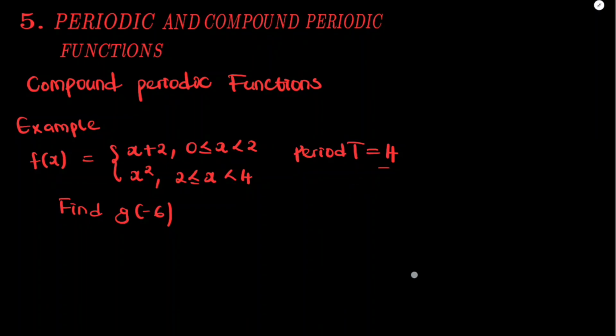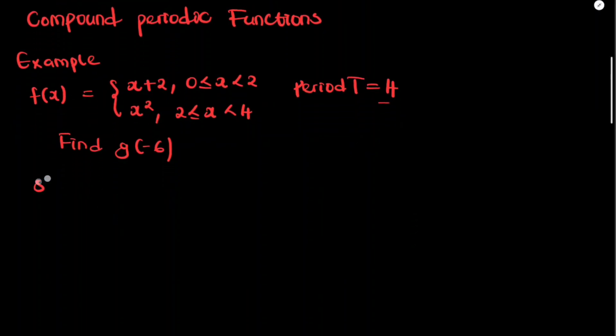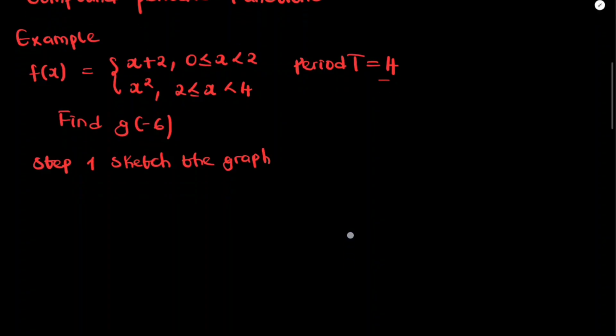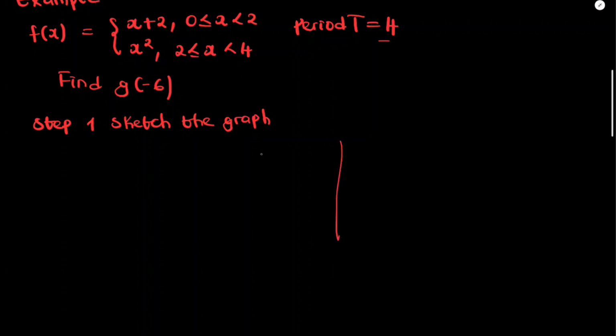So let's start. Step 1, we have to sketch the base interval. So let me just put sketch the graph. We cannot just start sketching the graph without its coordinates, so we need to derive its coordinates. Here we have been given 2 intervals and 2 definitions, so we are going to have the coordinates in these 2 different cases. So let me draw my table again.